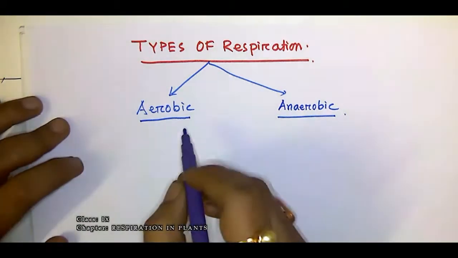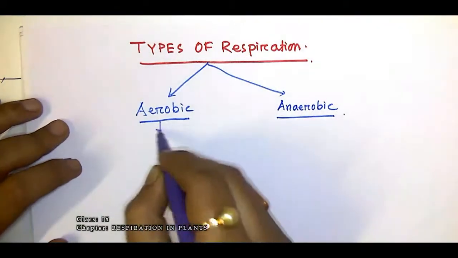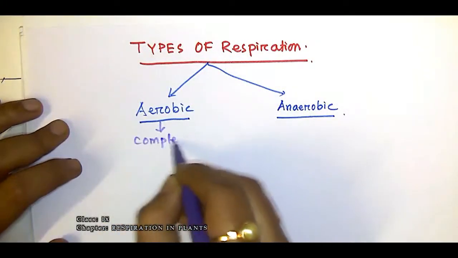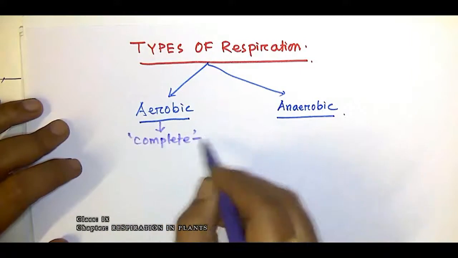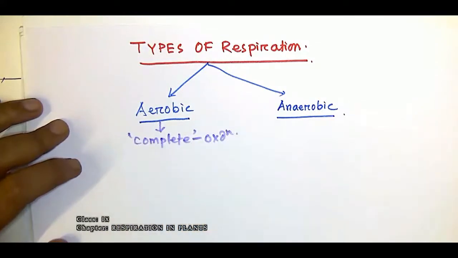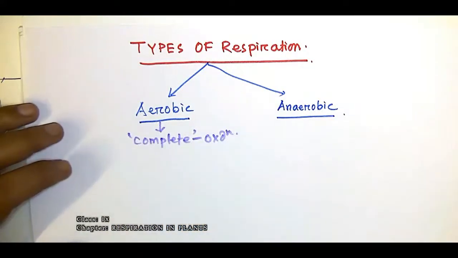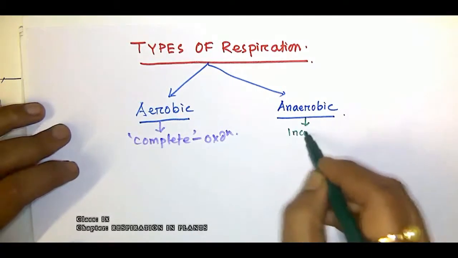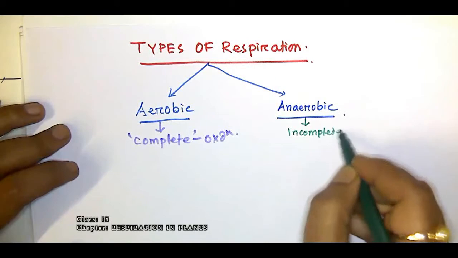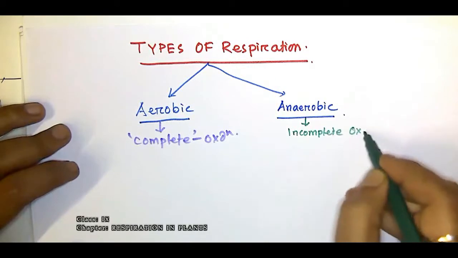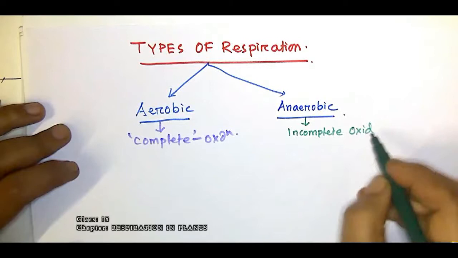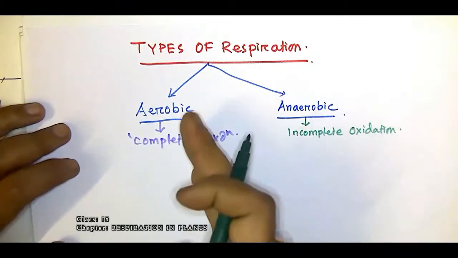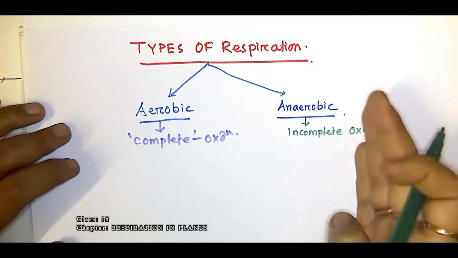What is aerobic respiration? Aerobic respiration is basically complete oxidation of the respiratory substrate. So here, complete oxidation is going to occur, right? Whereas here, incomplete oxidation is going to occur. So in aerobic, complete oxidation; in anaerobic, incomplete oxidation.